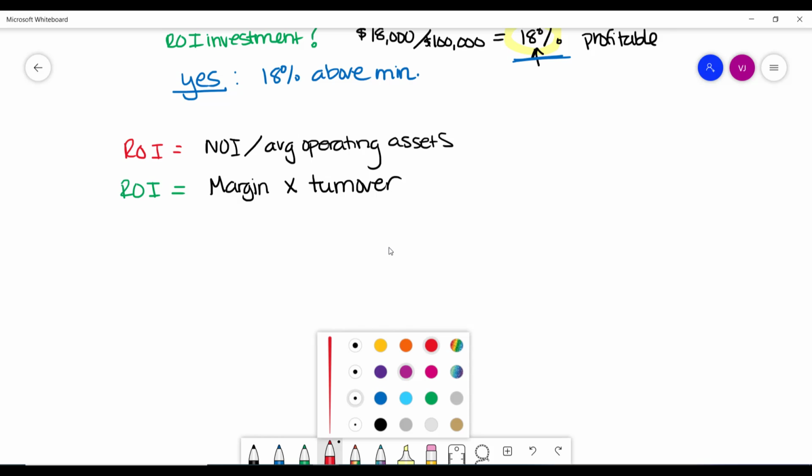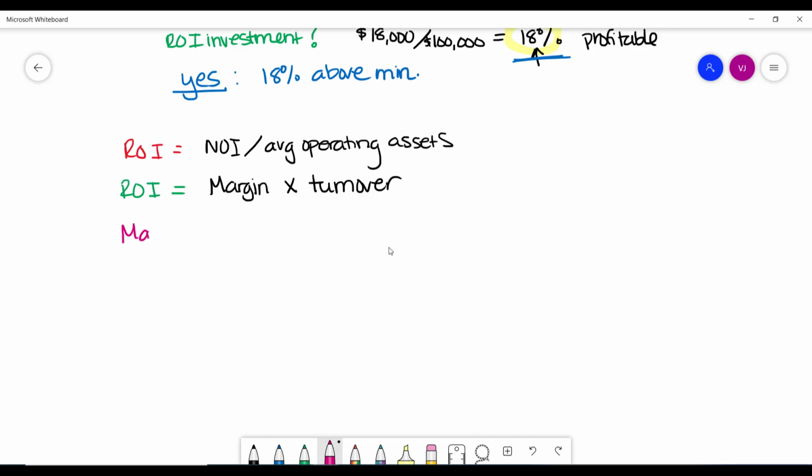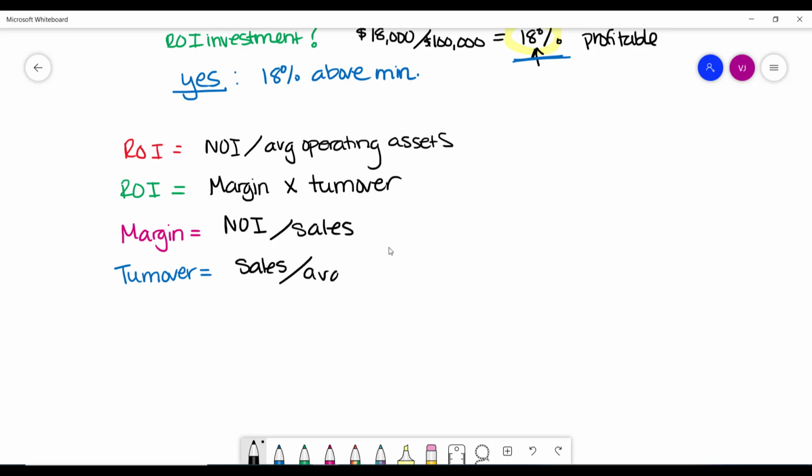So how do I find margin and turnover? Okay, let's look at that. To find margin, you're going to take net operating income and divide that by sales. To find turnover, we're going to take sales and divide that by average operating assets. So it's these two together that really make up ROI.